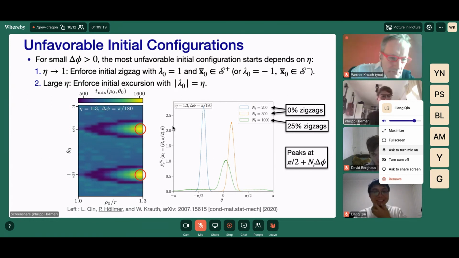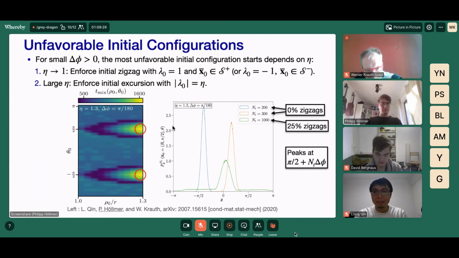So let me come back to this plot. I again plotted the probability distribution of theta. And what you can see is basically what I tried to explain. If I start on a very long excursion and I choose a very small number of time steps, then all trajectories are still on this excursion where we have a change of delta phi per time step. So the blue and orange curves have a very strongly peaked distribution around this expected value, pi half, because we started at pi half and then we just add up nt times delta phi.